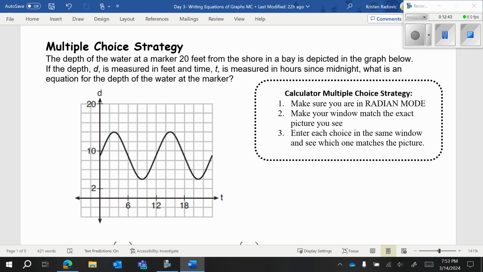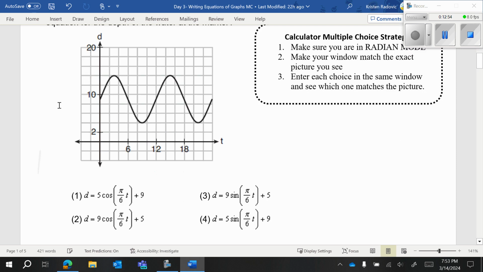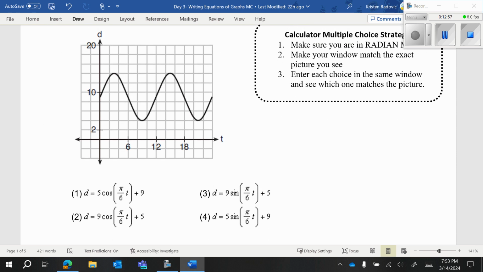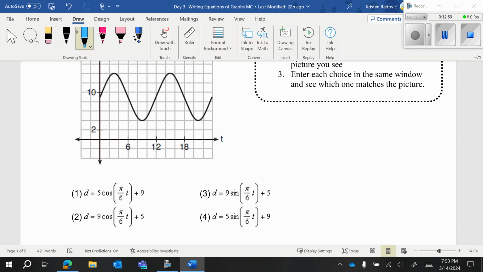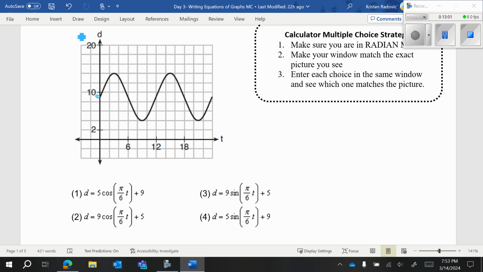Your depth of the water with high tide and low tide. When it's high tide, the depth will be higher. When it's low tide, the depth will be lower. So it's like high tide, low tide, high tide, low tide. That's what makes this periodic. Now, they want to know what type of equation it is. You need to figure out sine or cosine. Where are you starting? You have your maximum, you have your minimum, and you have your midline. So you're starting at the middle.